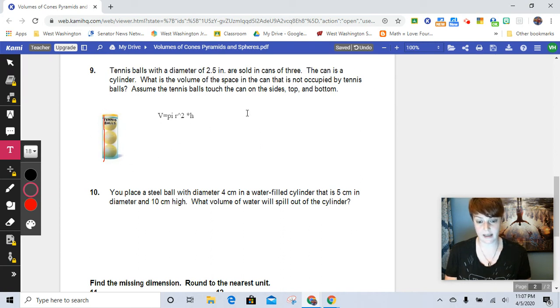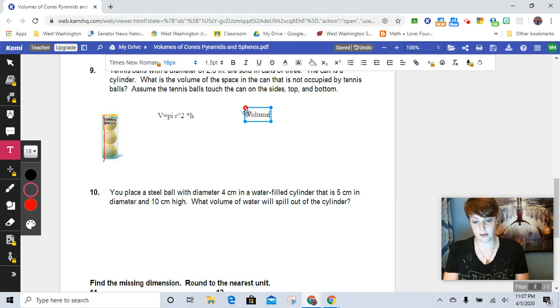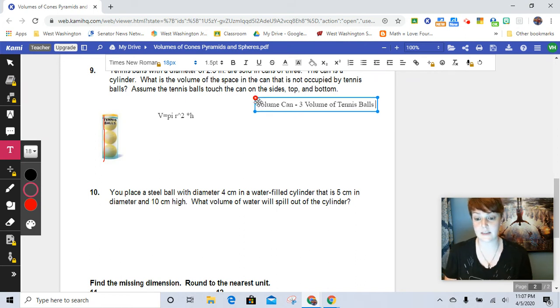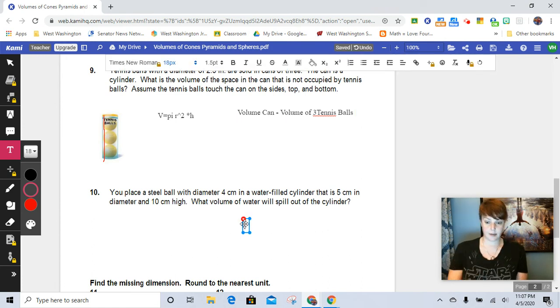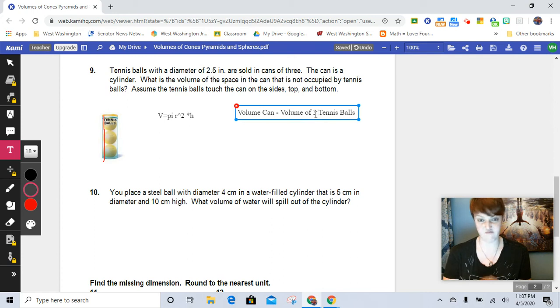So once you know that, we're looking at the volume of the can minus the volume of 3 tennis balls, because there's 3 tennis balls. Uh-oh. Let me put that over here. The volume of 3 tennis balls. If you know what the volume of 1 tennis ball is, then you know what the rest of them are too. All right, so I'm gonna walk away from that one because I feel like I'm holding your hand way too much, even though it's a video.